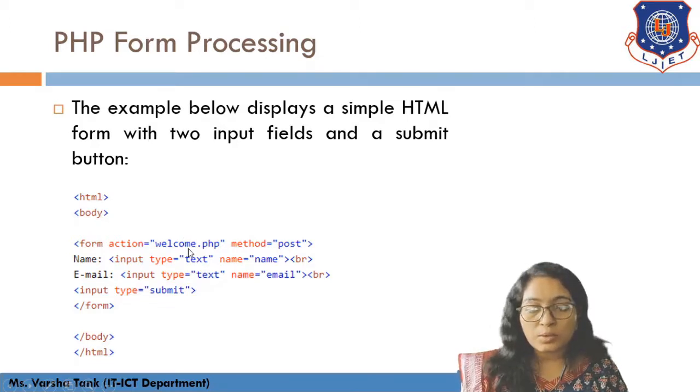So whenever you click on this submit button, you will be redirected to the welcome.php. And here we are using two methods of the HTTP request method, that is POST and GET. Okay, so both the methods we will see. Now action is what? Welcome.php. So whenever you click on this, it will be redirected to the welcome.php. Now let's see.